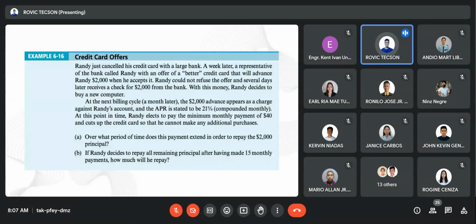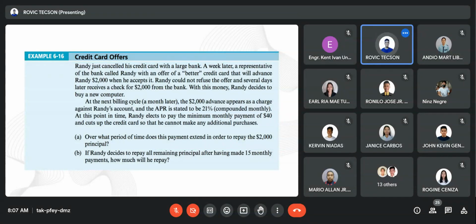At the next billing cycle, or a month later, the $2,000 advance appears as a charge against Randy's account, and the APR is stated to be at 21% compounded monthly. At this point in time, Randy elects to pay the minimum monthly payment of $40 and cuts off the credit card so that he cannot make any additional purchases.